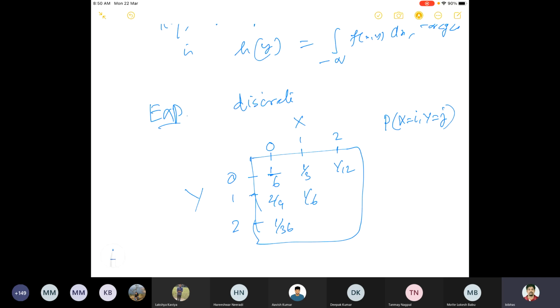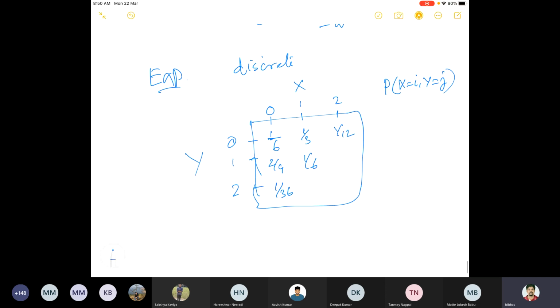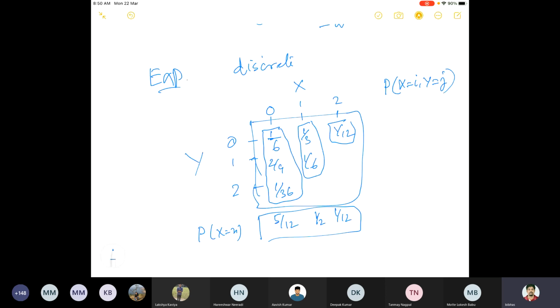Now, if I want to calculate what is g(x), that means the distribution of x, I want to find the probability of X equal to x. For x equal to 0, I just sum up these numbers, and I get 5 by 12. Then for x equal to 1, I sum up all these values, so I get half. And here, just one value, so this is 1 by 12. So this is actually the probability of x. You just have to take the sum. This is the projection I was talking about.